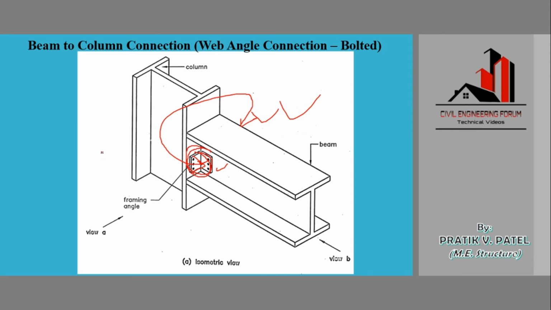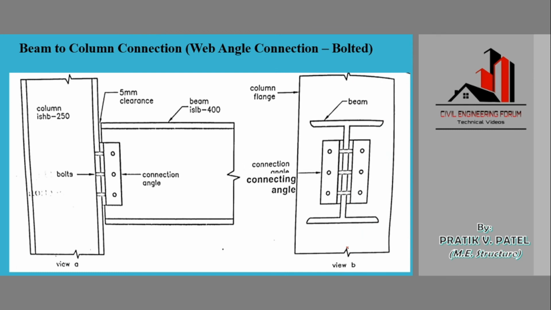Then these are the two views, view A and view B, as shown in these two figures, where again the connection angle is shown, the web of the beam and the column is shown. A 5 mm clearance here also we have to keep, and this beam is about 400 mm depth and the column is this 250, that is the width of the column, or we would say the height of the web.